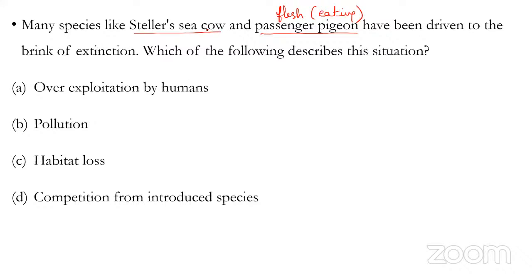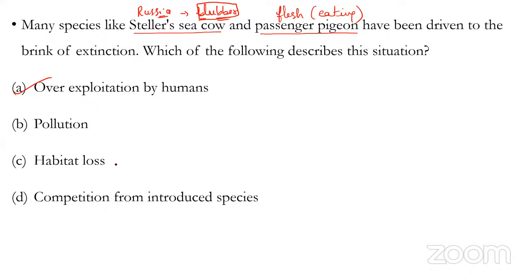Steller's sea cow, if you can recall from the chapter called Organisms and Population, you may remember there are certain types of adaptation in organisms to survive in a particular environment. Steller's sea cow has gone extinct from Russia. And Russia is quite a cold country. So to withstand that cold, Steller's sea cow has something called blubber. This blubber provides an insulator against cold conditions, and thereby it survives better in the cold. But this blubber has a lot of economic importance for humans, and Steller's sea cow was hunted down for the purpose of getting blubber. And right now we do not have any Steller's sea cow. It is an example of over-exploitation. So the answer should be A.